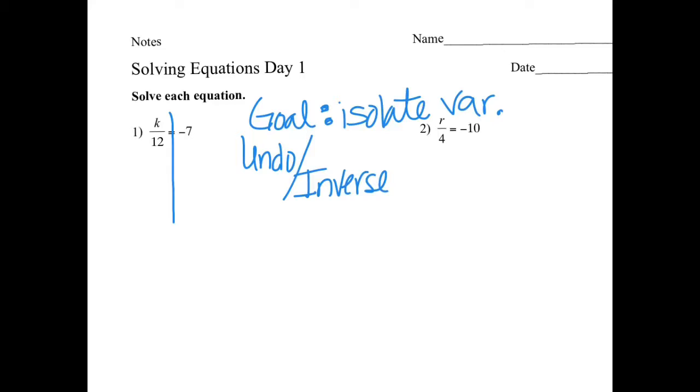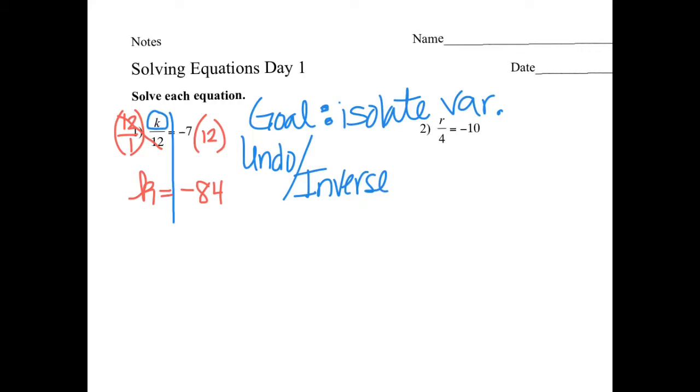I am trying to get the k all by itself, and I see that k is being divided by 12. So I ask myself, what is the inverse or the opposite or undo of divide by 12? And I know that the undo or the inverse of divide is to multiply. So I have to multiply both sides by 12, because remember, whatever you do on one side of an equation, you must do to the other. When I do that, I find out that k equals negative 84.